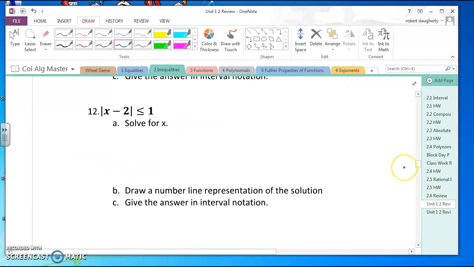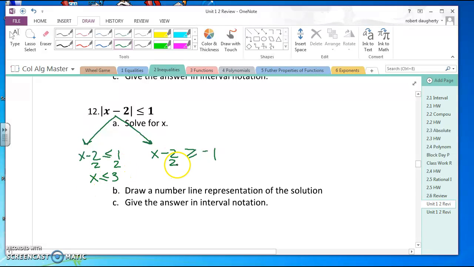Very similarly, look at the next problem. Same concept. Break it into two problems. First problem is x minus 2 less than or equal to 1. Second problem, x minus 2 greater than or equal to negative 1. So if I add 2 to both sides, x is less than or equal to 3. Add 2 to both sides, x is greater than or equal to 1.